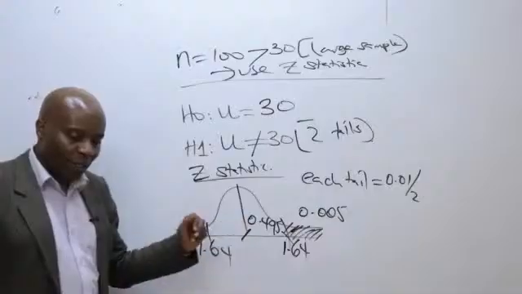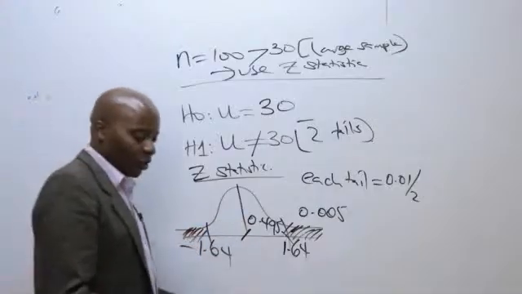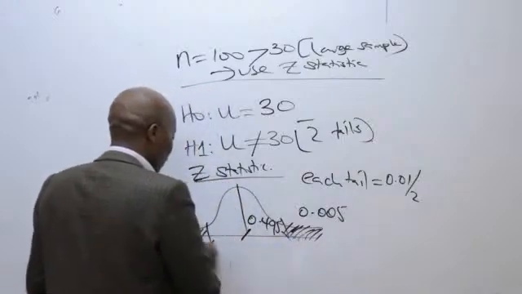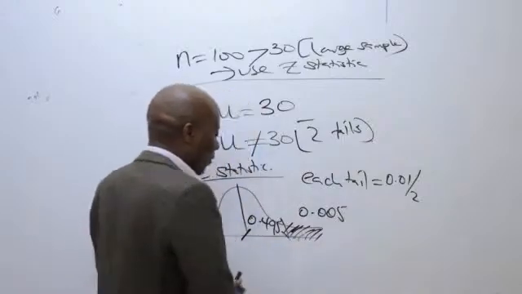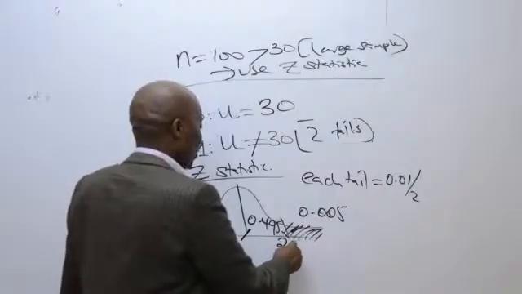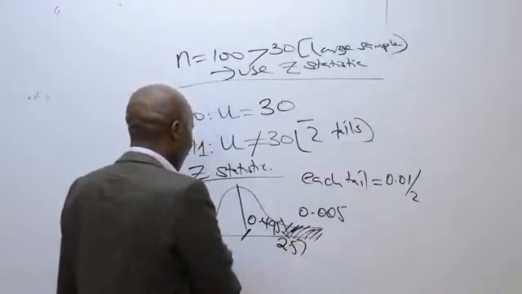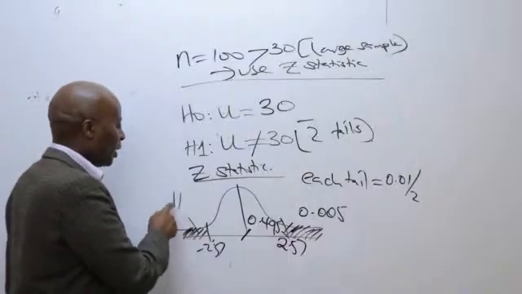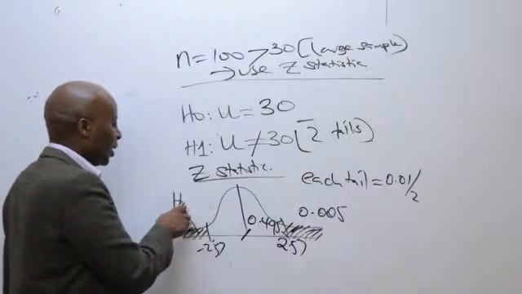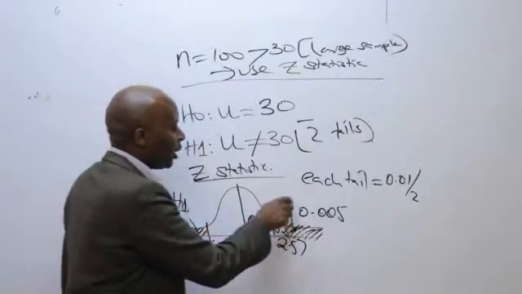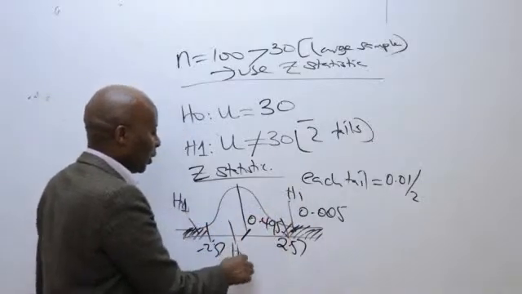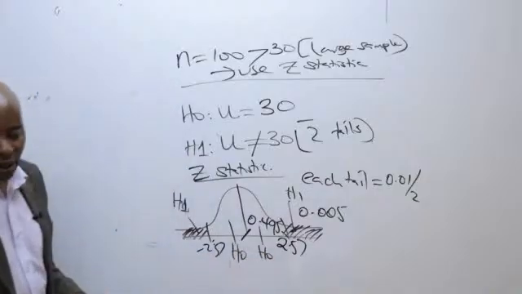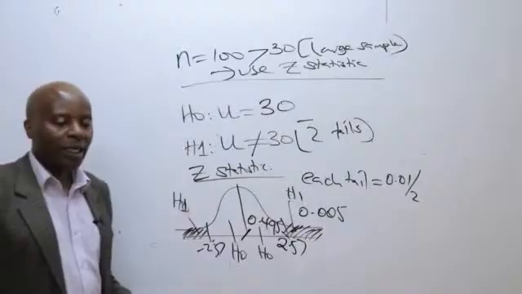0.495 is quite close to 2.57. So 2.57 carries the day. And please don't forget to say that this is an H1 shaded. Shaded is always H1. The unshaded ones are the H0s. Please mark yours like that.